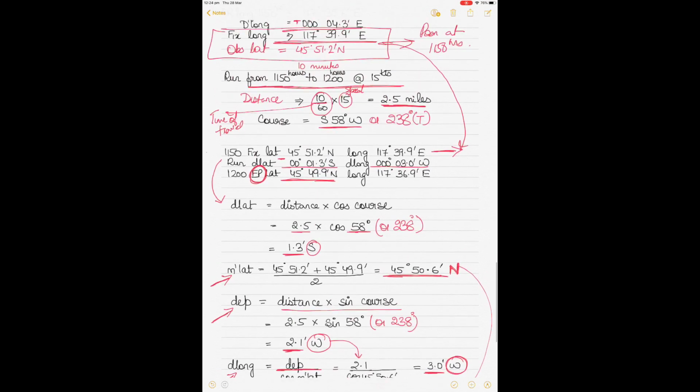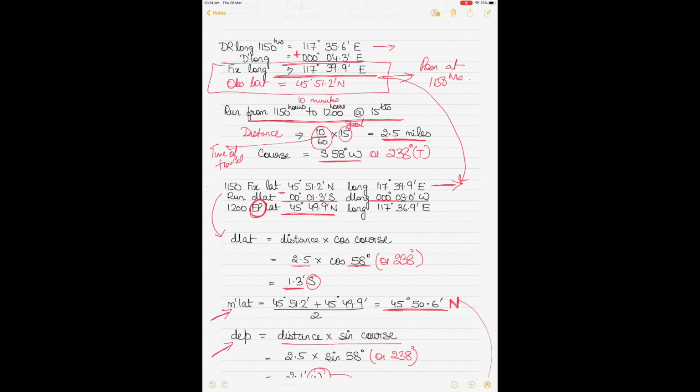Take this dlong and put it back here, so you can see here. From east longitude you are going west, so your east longitude should be decreasing, so you subtract it and that's your position. So this is your second answer. So position at 12 o'clock, this is the position.